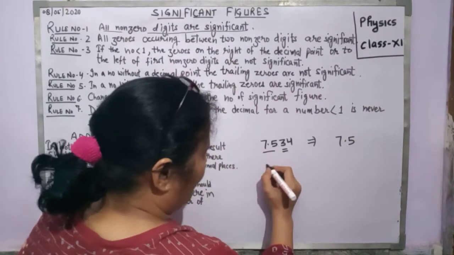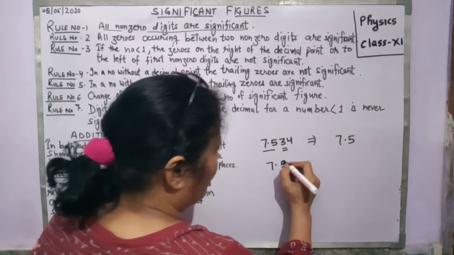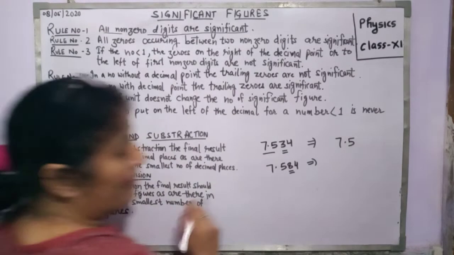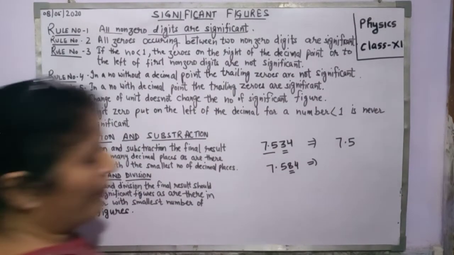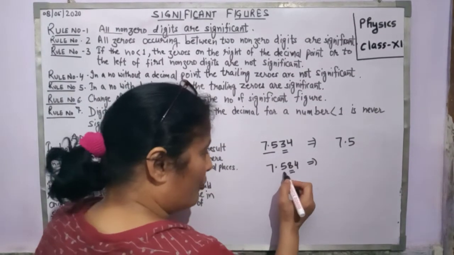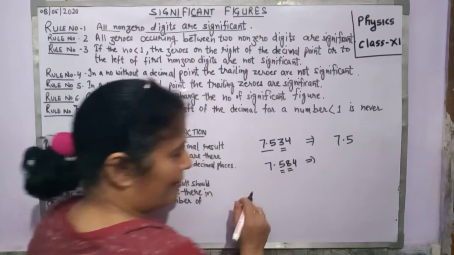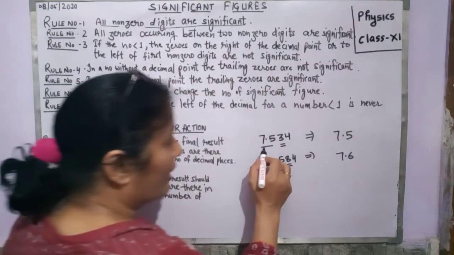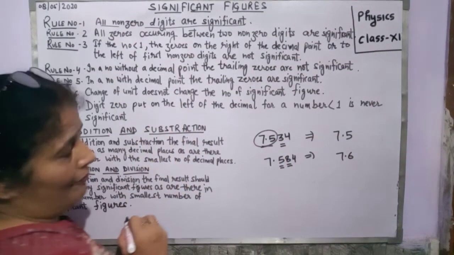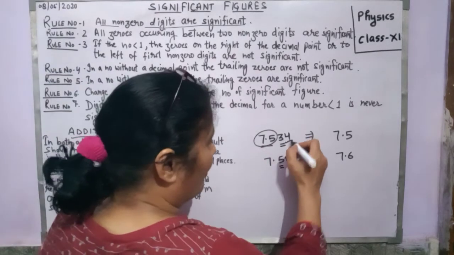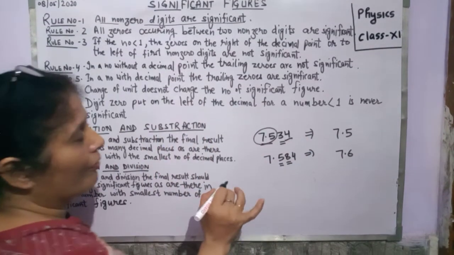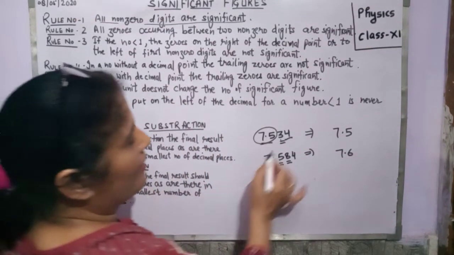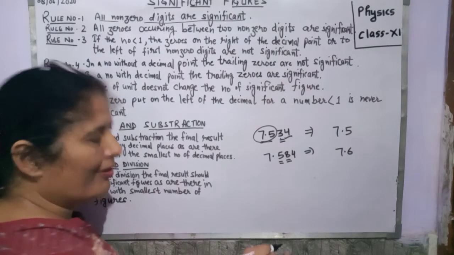Suppose the number is 7.584. The digit which is to be dropped, in the third place, is greater than 5. That means it is greater than 5. 1 should be added to its preceding digit, that is 5, and it becomes 7.6. We have to round off to only 2 significant figures. We have to omit the third digit by rounding off. We must note whether the third digit is greater than 5 or less than 5.